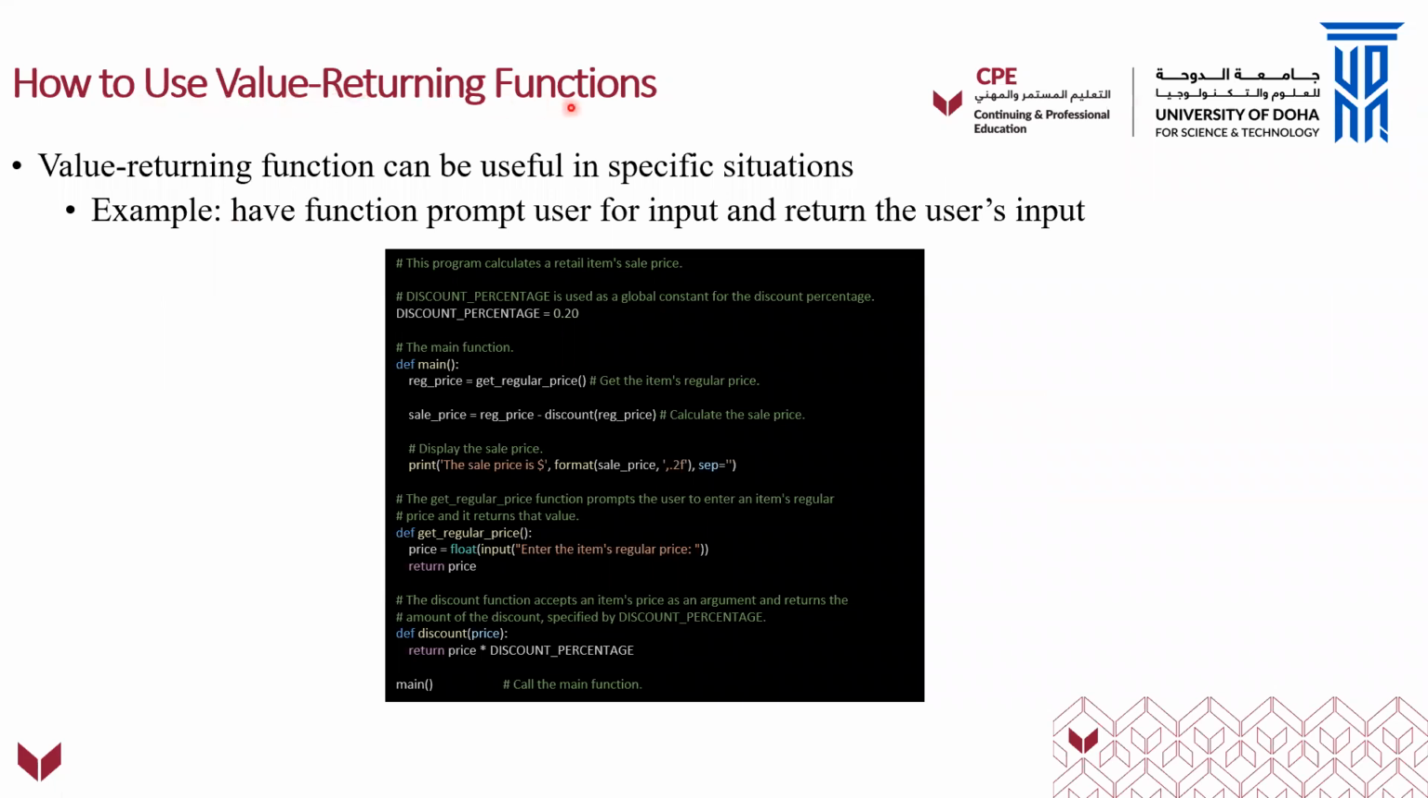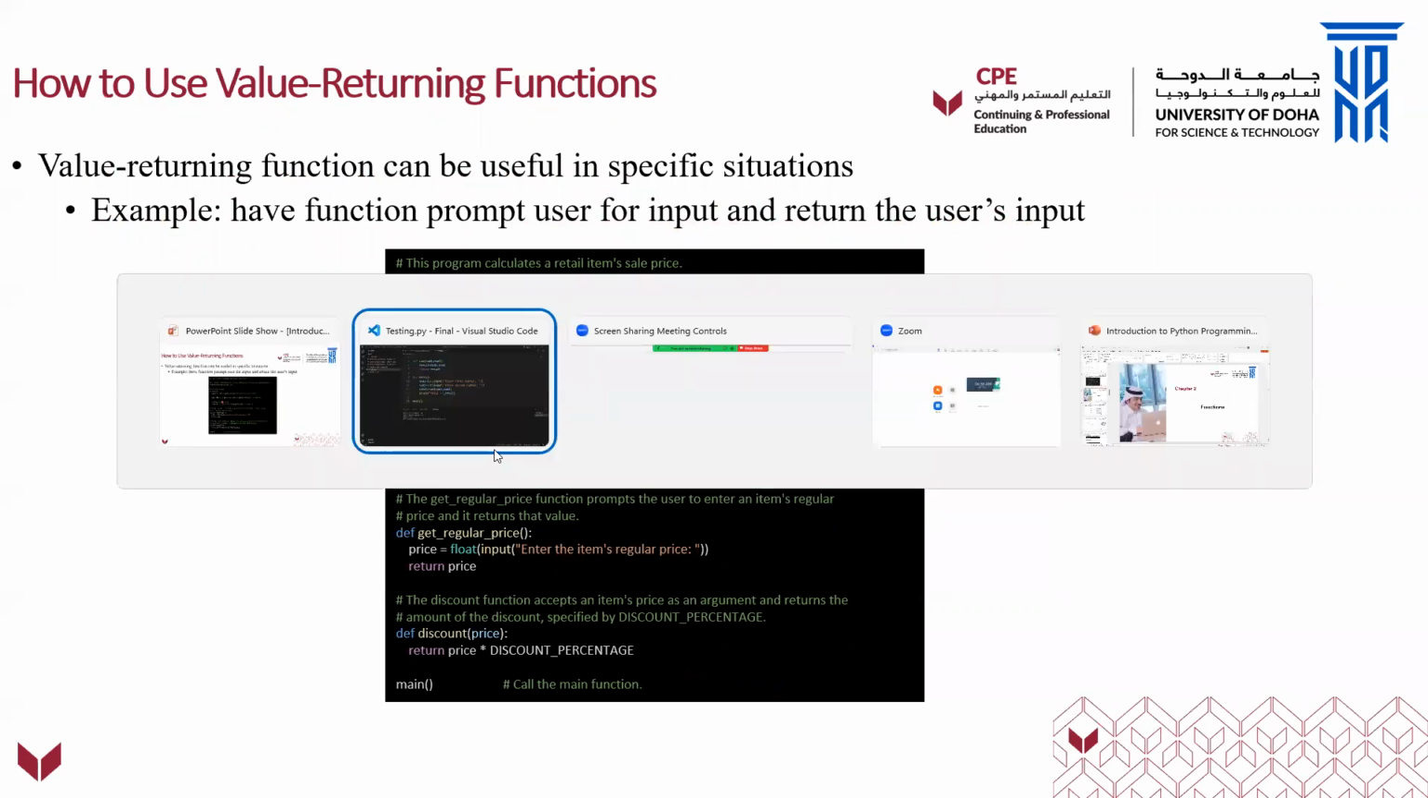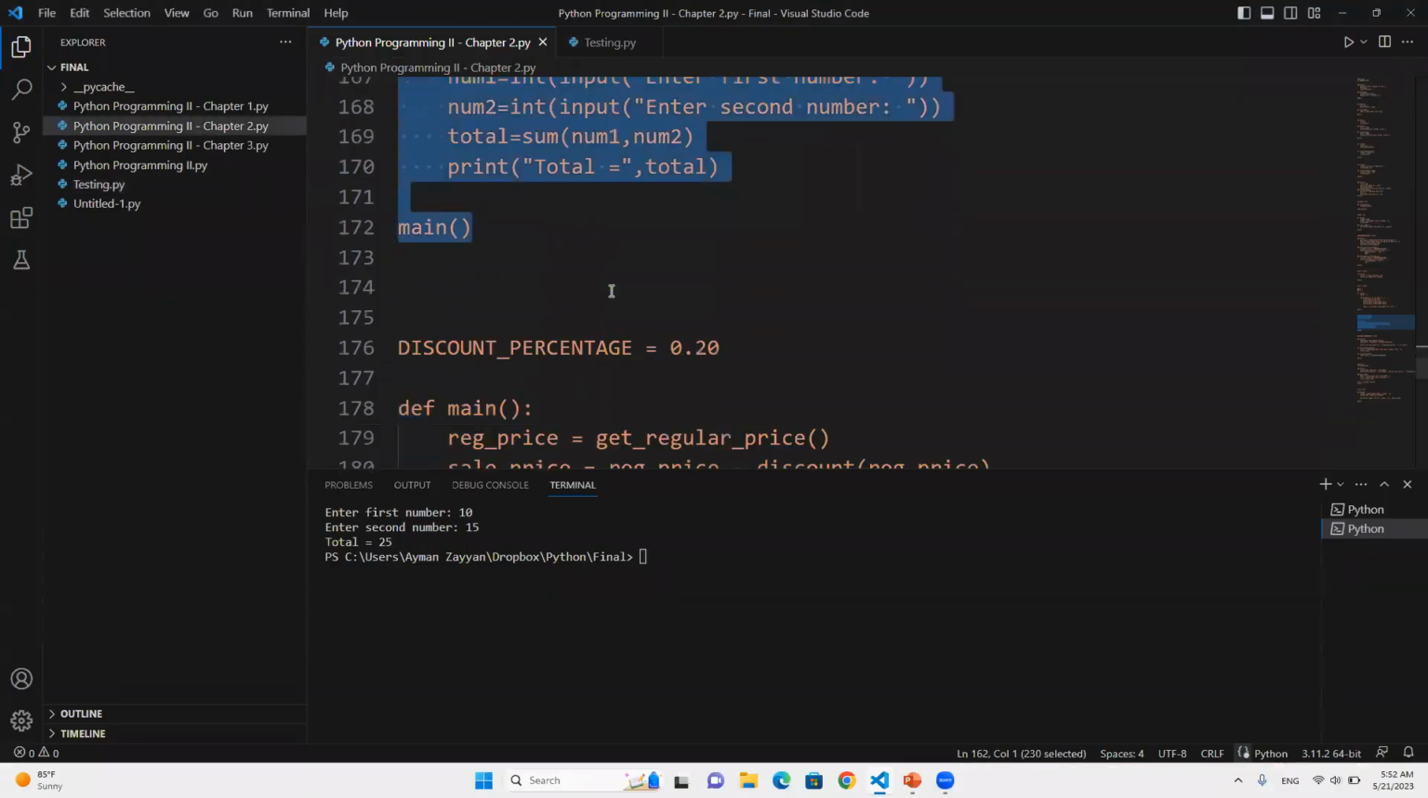How to use value returning function. Value returning function can be useful in a specific situation. As an example, have a function prompt the user for input and return the user's input. Okay, let's practice on this example.